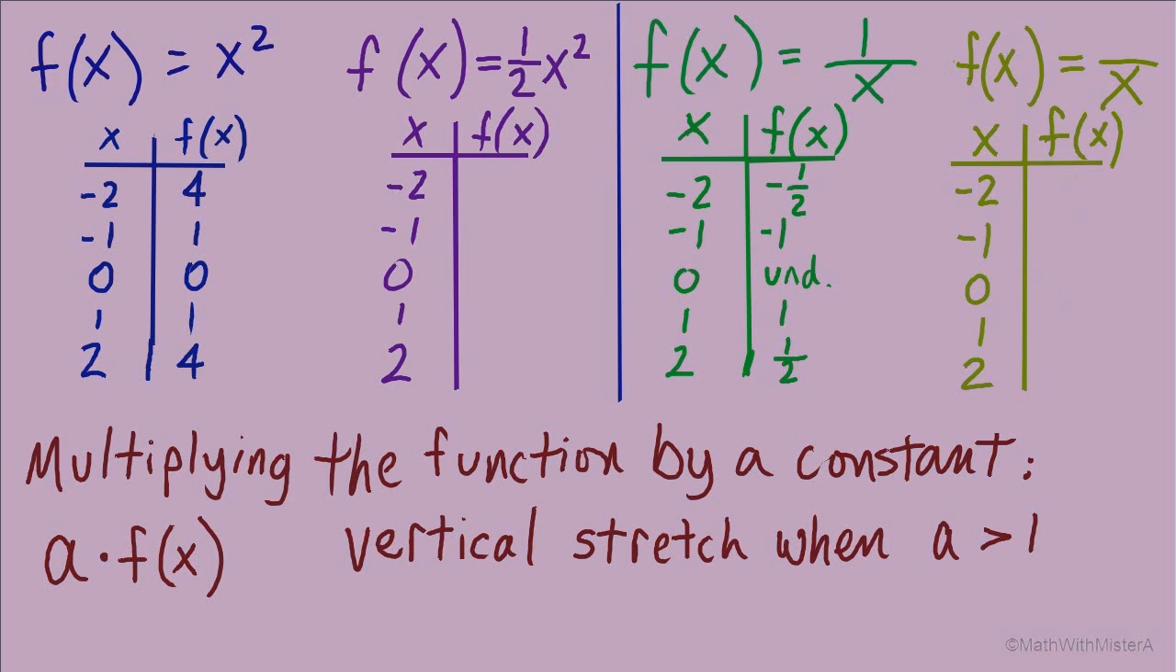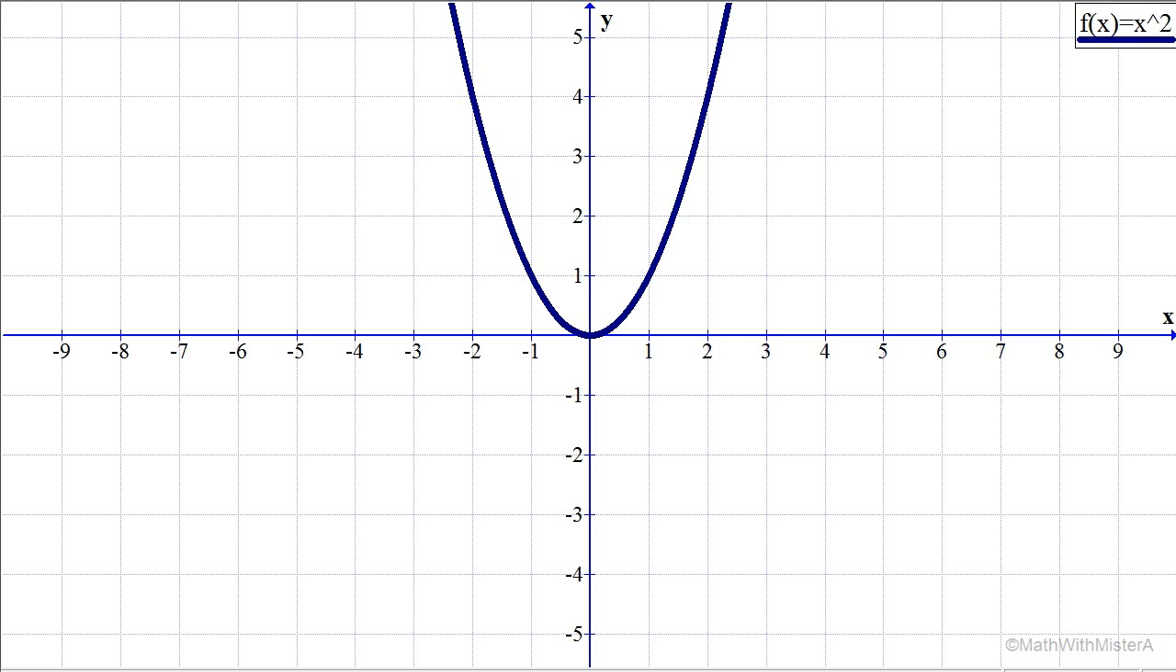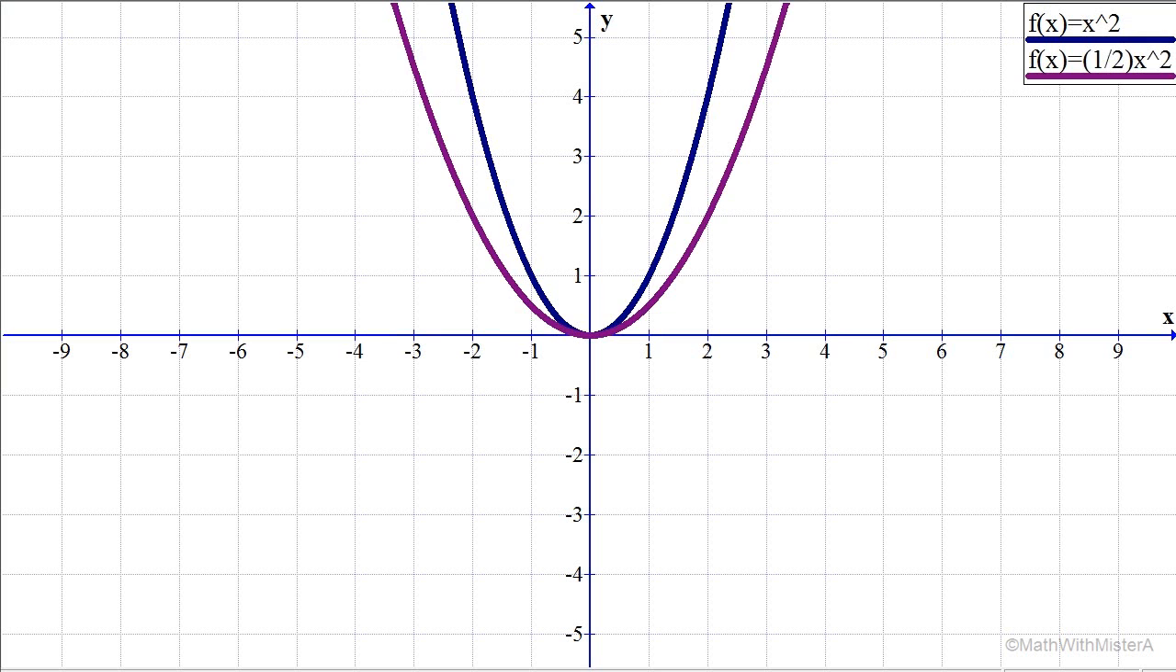So let's look at multiplying by 1/2. In our table of ordered pair solutions, now each function value is 1/2 of what it was originally. 4 cut in half down to 2, 1 cut in half down to 1/2. If we look at the graph, thinking of each of these points now being half the size of what it just was, it is compressing this graph. It is squeezing it closer to the x-axis. Each point has been decreased by a factor of 1/2.